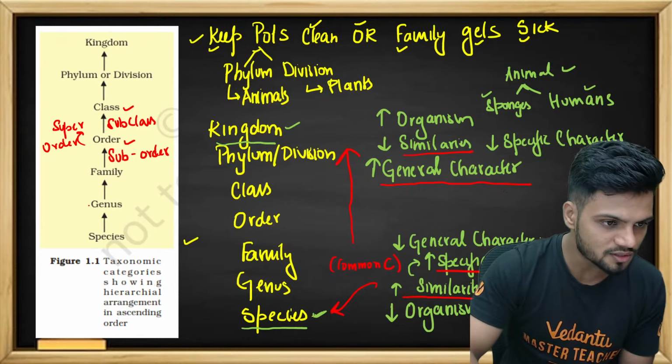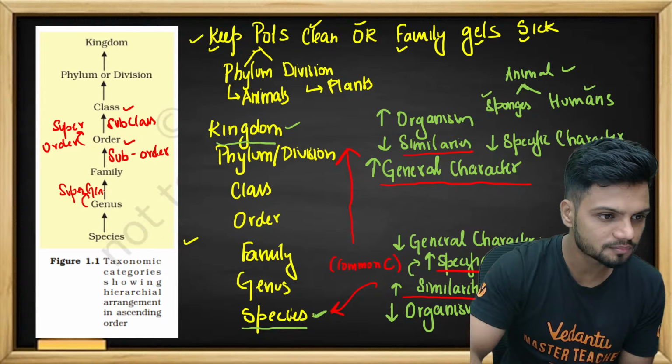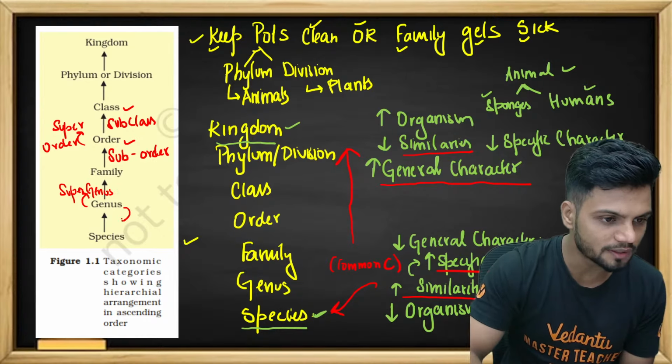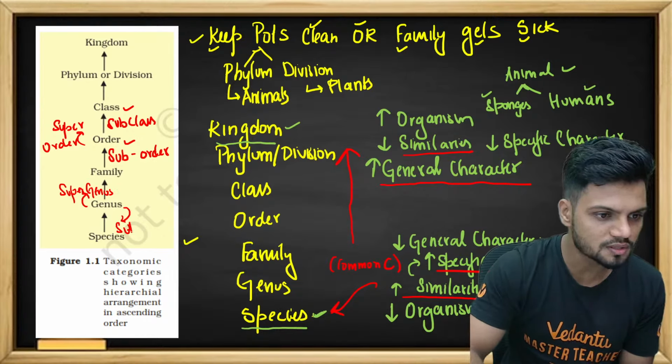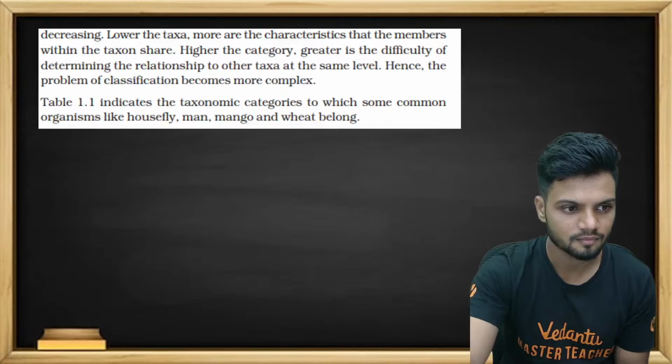Similarly, students, genus can have something called a supergenus. If it is below, it can be called a subgenus. That's all. Okay.